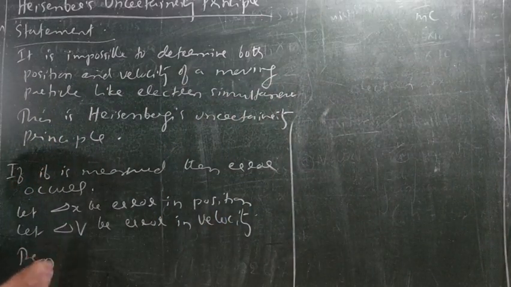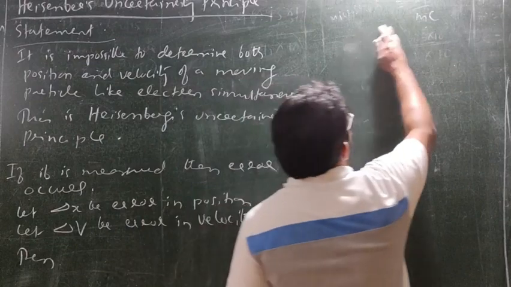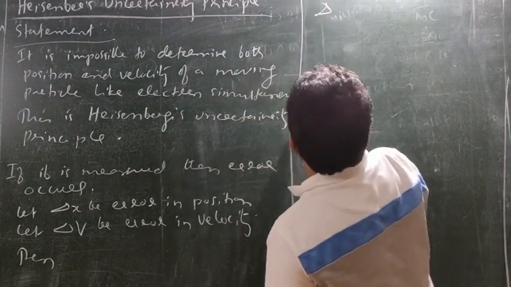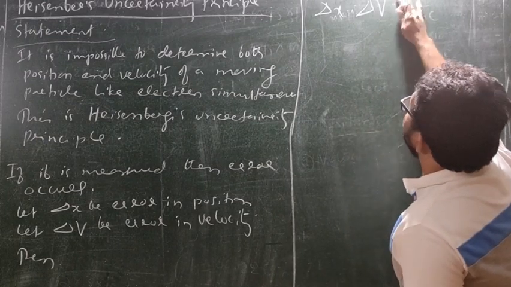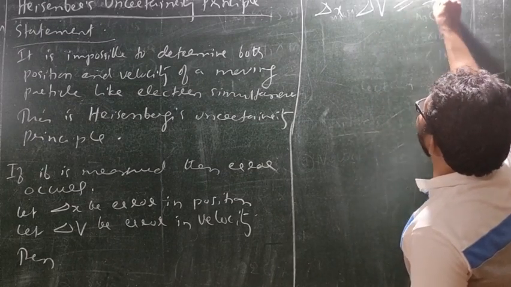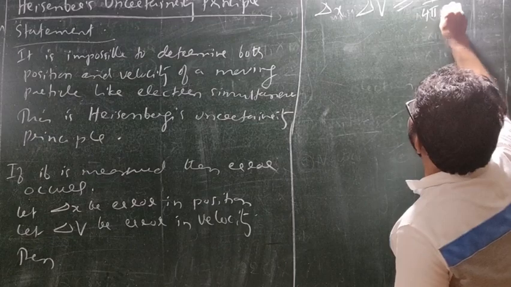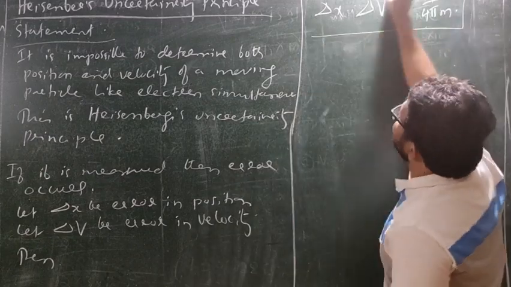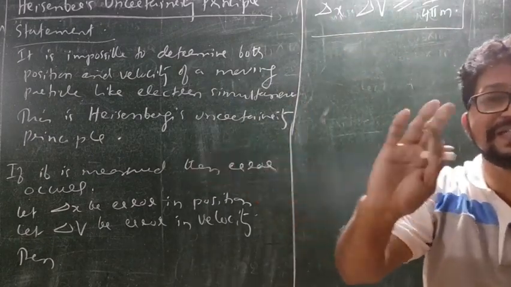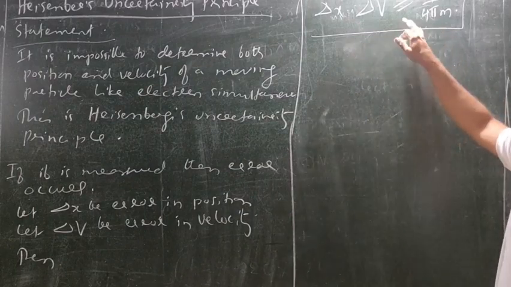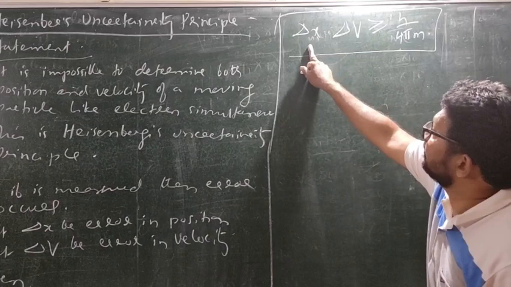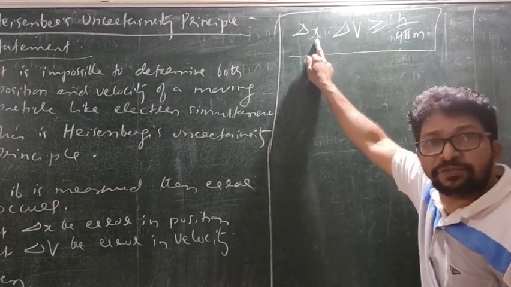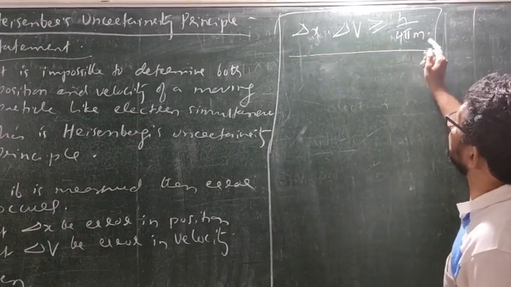Then what is Heisenberg's uncertainty principle? Delta x into delta v is greater than or equal to h upon 4 pi m. It must be either more than this or at the minimum equal. The error in the velocity multiplied by the error in the position is greater than or equal to h upon 4 pi m.